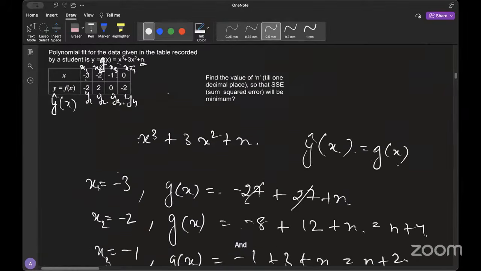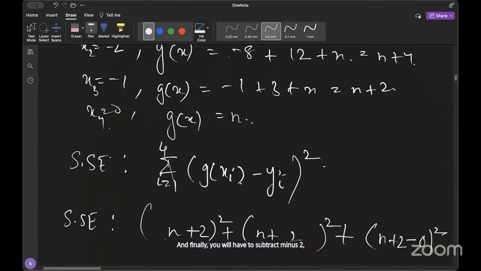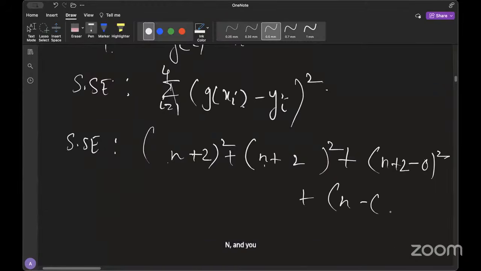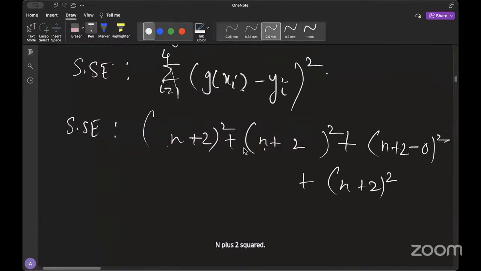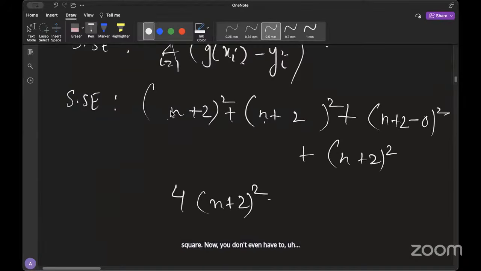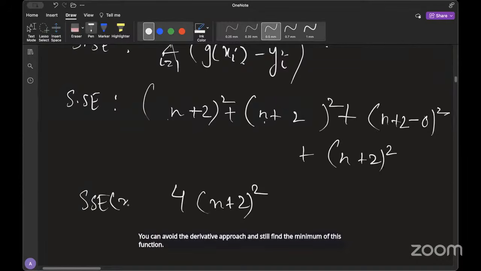And finally, you will have to subtract minus 2. So this is n, and you will subtract minus 2 from it. So you'll get n plus 2. So this is simply n plus 2 squared. And you have to minimize this thing, right? So you will have 4 times n plus 2 squared. Now you don't even have to use the derivatives here in this particular case. You can avoid the derivative approach and still find the minimum of this function of n.